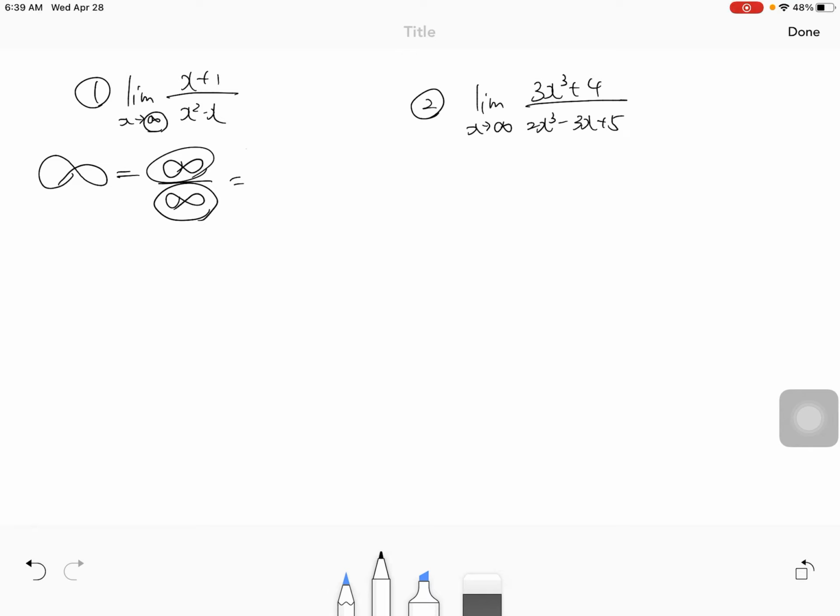So technically, if the limit becomes infinity over infinity, you can't calculate it. So the answer is D, limit does not exist? It's not true either. So what should we do?